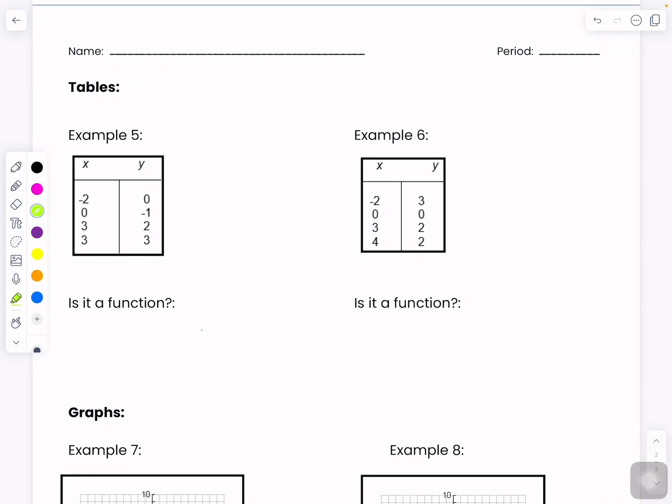Now, let's take a look at some tables. In example 5, let's look at the x values provided. Notice we have a negative 2, 0, 3, and 3. In this case, our x value, 3, is paired with 2, and 3 is paired with 3. Because our x values are not paired with exactly one y value, we can say that example 5 does not represent a function.